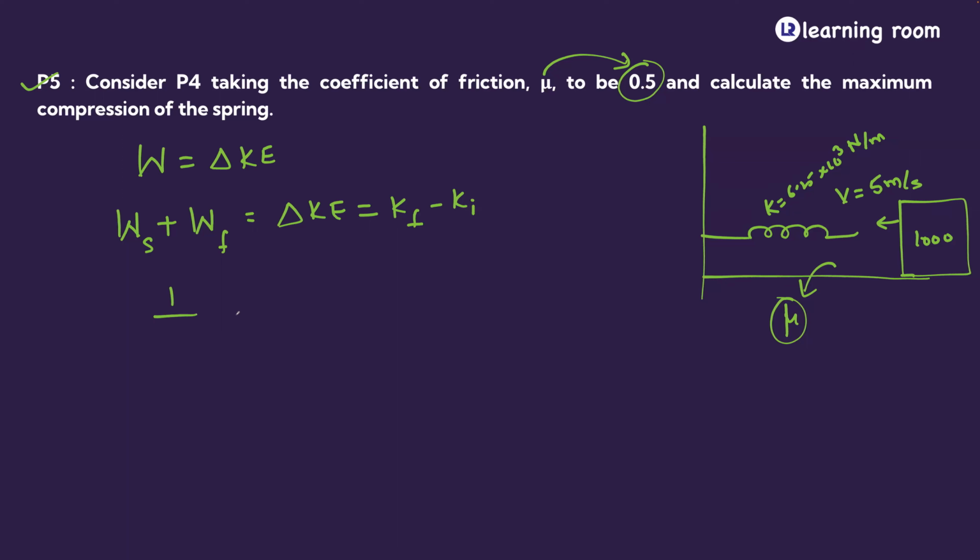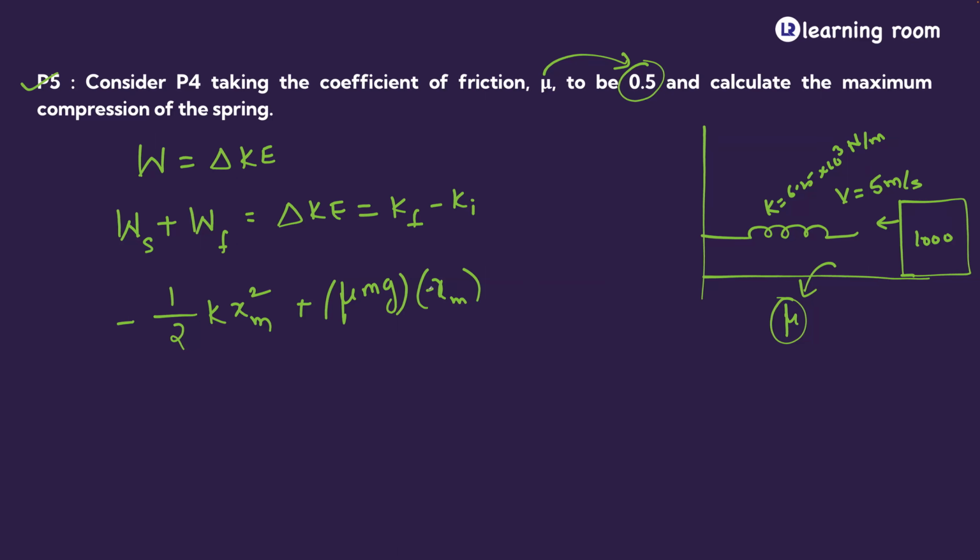It is half K xm square, but we know it has a minus sign. I told you, when you are applying the energy conservation theorem, do not take the minus sign into consideration, whereas when you are applying the work energy theorem, you apply the minus sign. So minus half K xm square plus what is the frictional force that is acting? It is going to be mu mg, and the displacement is xm.